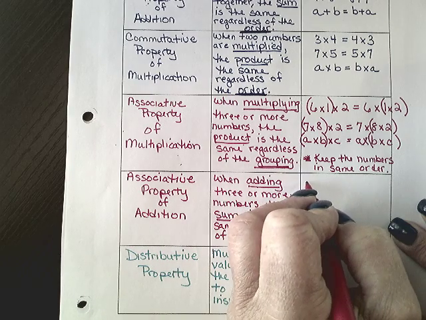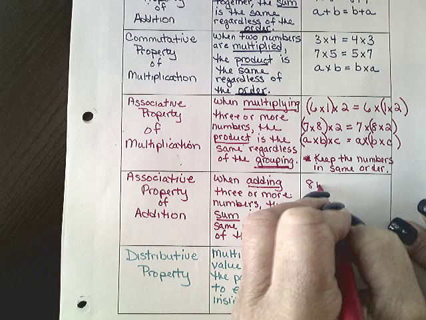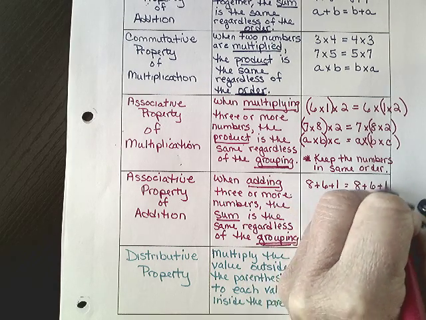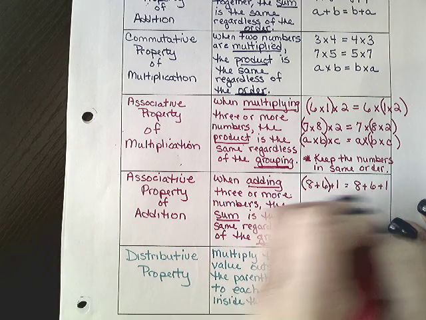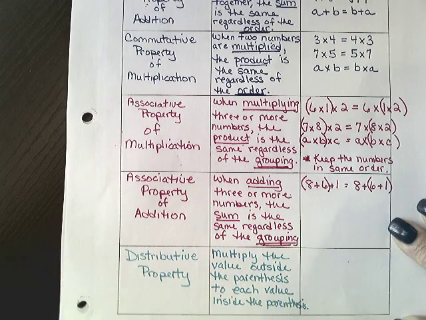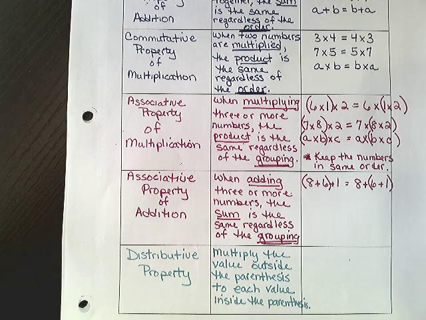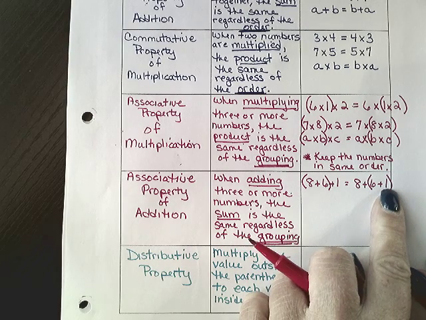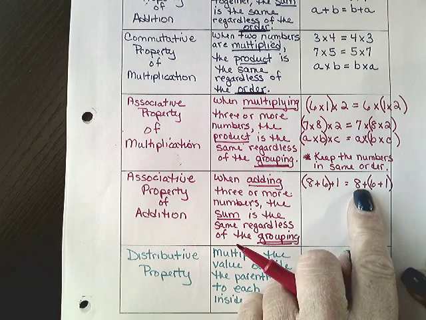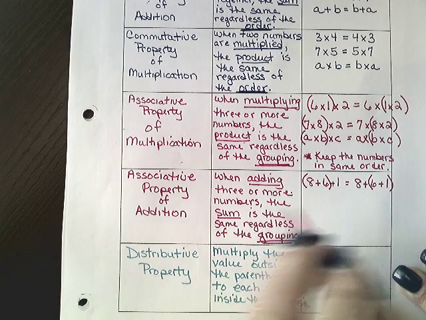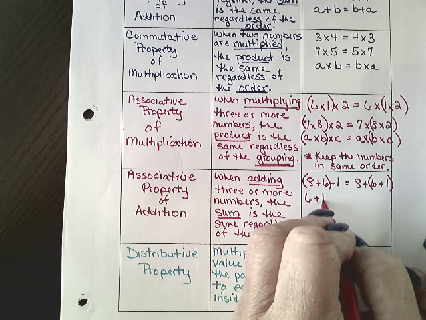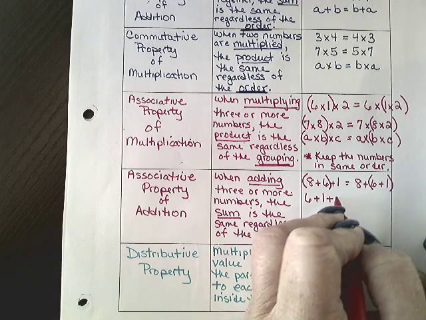All right, when adding 3 or more numbers, it's the same thing. We're going to do 8 plus 6 plus 1. Depending on which grouping I do first, if I had 8 plus 6 is 14, plus 1 is 15. Here I did 6 plus 1, which is 7, 7 plus 8 is 15. So regardless of what order I put them in, I should still get the same answer, no matter which grouping I do first.